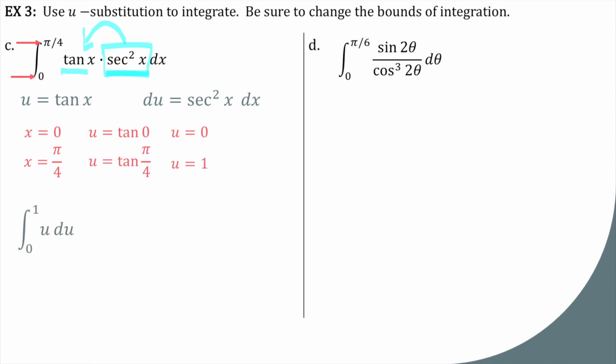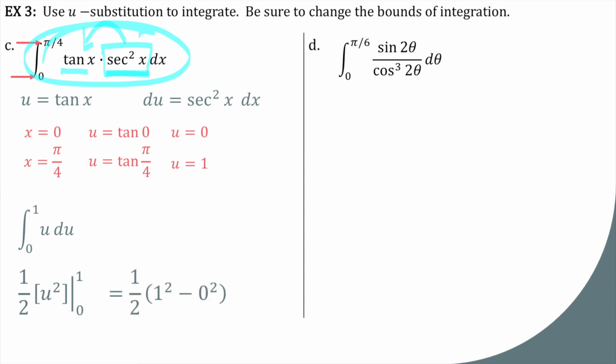So here's our new problem. 0 to 1, u du. Now, doesn't that look way simpler than our original problem? Add 1, divide by it. So we get 1/2 u squared evaluated from 0 to 1. 1/2 times f of 1 minus f of 0.